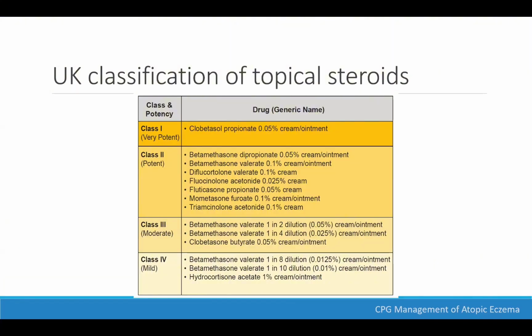Class 3 are moderate topical steroids, and these include betamethasone valerate 1 in 2 dilution or 1 in 4 dilution, either cream or ointment, as well as clobetasol butyrate 0.05% cream or ointment. And the last class are class 4, which are very mild topical steroids, and these are betamethasone valerate 1 in 8 or 1 in 10 dilution, either cream or ointment, or typically we also use hydrocortisone acetate 1% cream or ointment.